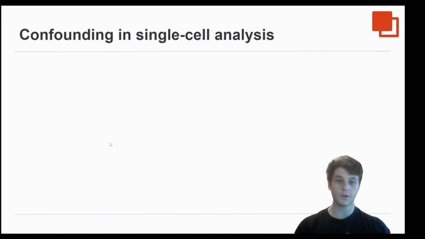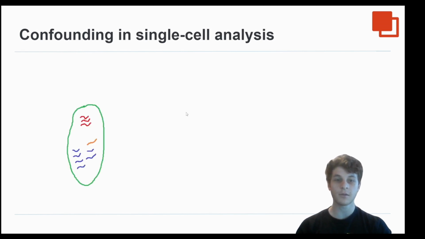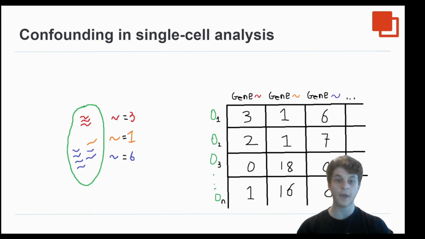So first, here's my concrete example of how confounding comes up in single-cell analysis. So let us imagine that we are a researcher studying cells. Each cell is full of genes, and we have developed a method to count each gene. So using our method, we have counted that there are 3 red genes, 1 orange gene, and 6 blue genes in this one cell. Now, we have generalized this technology to sequence thousands of cells and count thousands of genes.